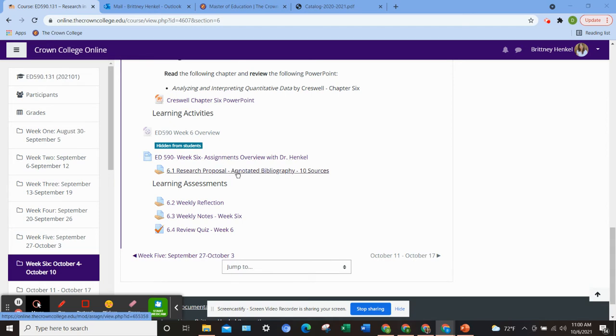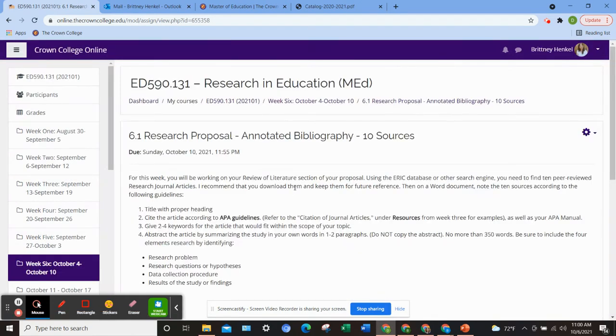So here's your first and only real assignment for this week. It's your annotated bibliography. Now you've had practice on this whenever we learned about doing your literature review. So now you're going to find 10 different articles and you're going to do basically the same thing. It's a little bit less than the first assignment. So you're going to work on your literature review for your proposal. Remember, I taught you about the ERIC database. So you're going to utilize that database pretty much.